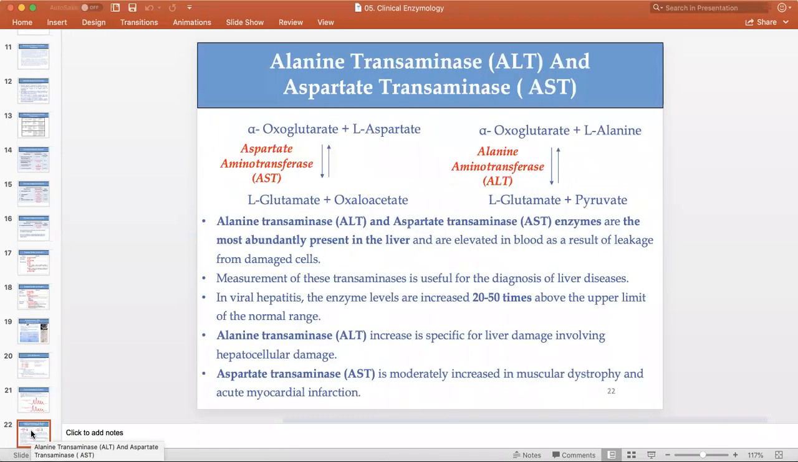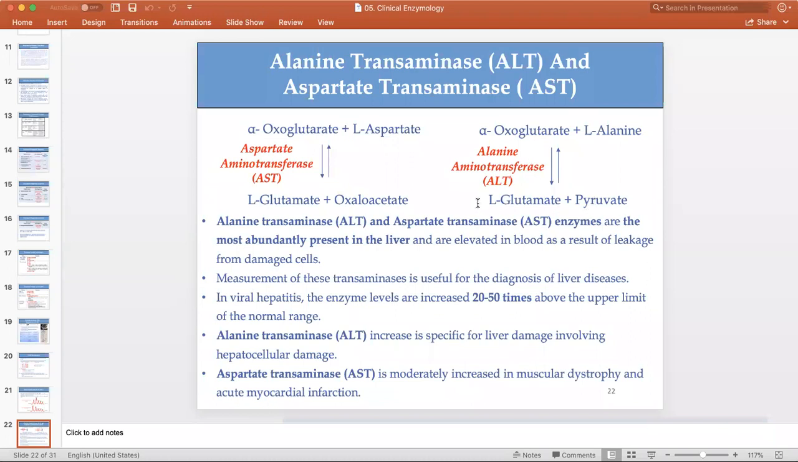Okay, now let's talk about ALT and AST. ALT and AST are mainly present in the liver and also in the muscles. What is the function? They carry out this reaction, going from aspartate and alpha-ketoglutarate, converting to glutamate and oxaloacetate. This is your aspartate aminotransferase, as the name suggests, aspartate. Whereas alanine aminotransferase converts alanine and alpha-ketoglutarate to glutamate and pyruvate.